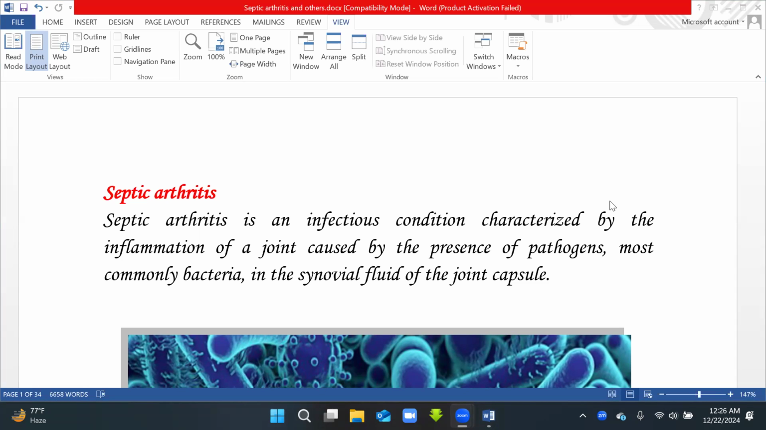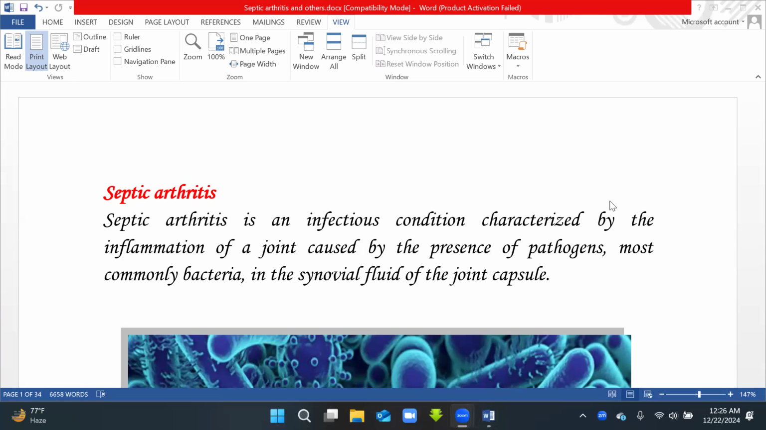In this section, we shall be looking at septic arthritis. Arthritis is the inflammation of the joints from various causes. It could be polyarthritis, it could be monoarthritis. And when we say polyarthritis, we mean arthritis that's affecting more than one joint, whereas monoarthritis affects just one joint.